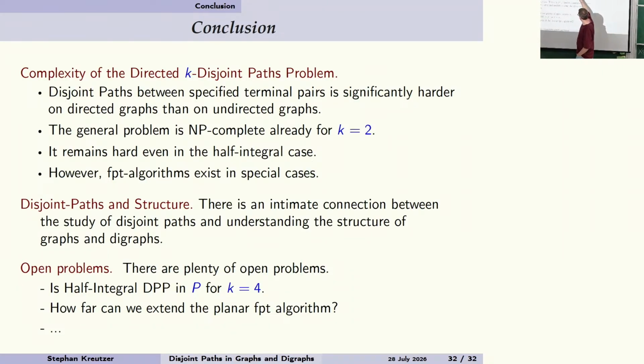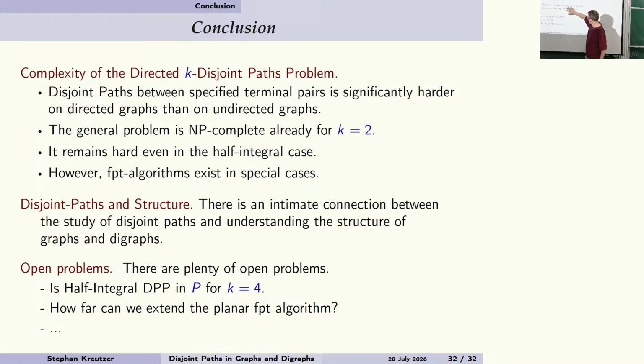This hardness holds for two terminal pairs, and even if you relax this condition, the disjoint paths problem remains considerably hard. But for interesting special cases, we can get results. You can ask, of course, what we know. There is an XP algorithm for all digraphs by Cavallaro.